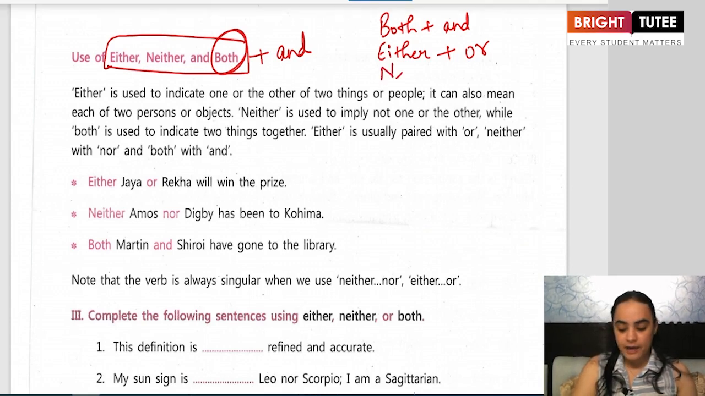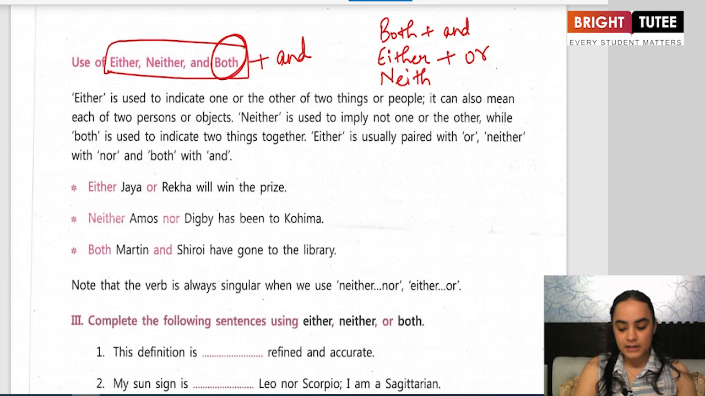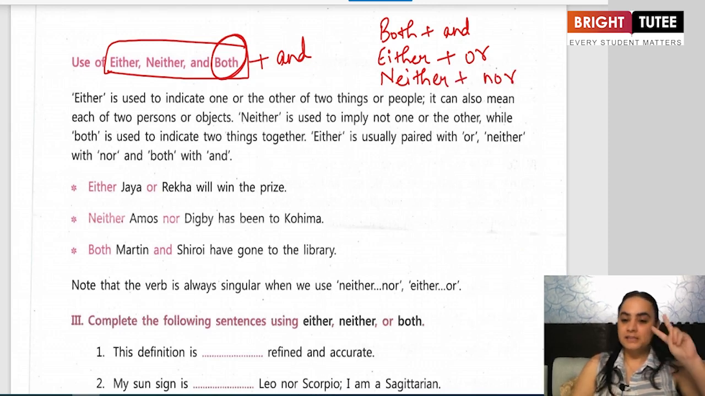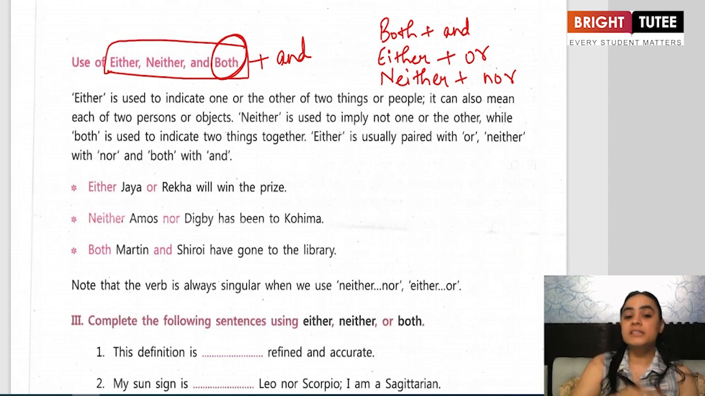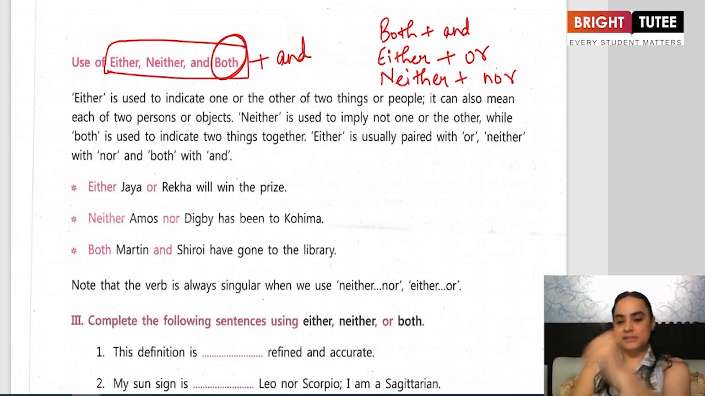And then we have neither nor. With neither, we always use nor. That means out of the two options, I want neither the first one nor the second. I want neither tea nor coffee. There are two options, tea and coffee, but I don't want any of them. I like neither chocolate nor toffees. I will eat neither this nor that. So this is how we use three of them.